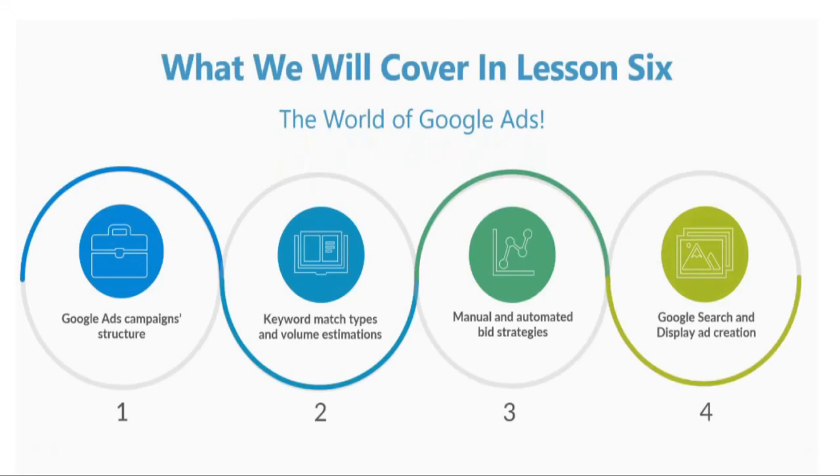Before I get into this, remember please that there is a challenge at the end of this lesson, so stay with me. Lesson 6 is going to be covering Google Ads. Personally, one of my favorite topics. We're going to first look at Google Ads campaign structure, keyword match types and volume estimations, manual and automated bid strategies, and then Google search and display ad creation. If some of this sounds a bit too advanced for you, don't worry about it at all. It's going to be very straightforward and easy. So I'm really looking forward to this lesson.